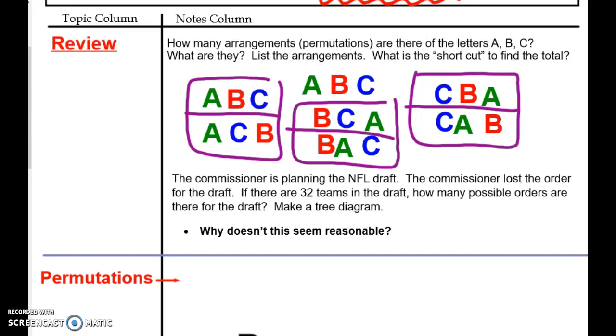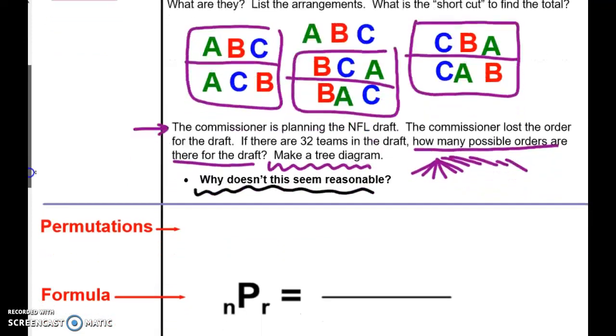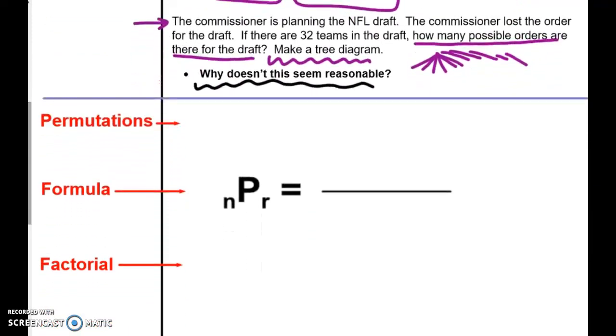The second question that I have here for review is about the commissioner planning the NFL draft, and it says that he lost the order for the draft. If there are 32 teams in the draft, how many possible orders are there for the draft? And in this case, they ask us to make a tree diagram. And so when we first start this out, we would have 32 branches of the tree. And my question to you is, why doesn't this seem reasonable? There must be a better way of doing this. So that leads us right into this first section of permutations.